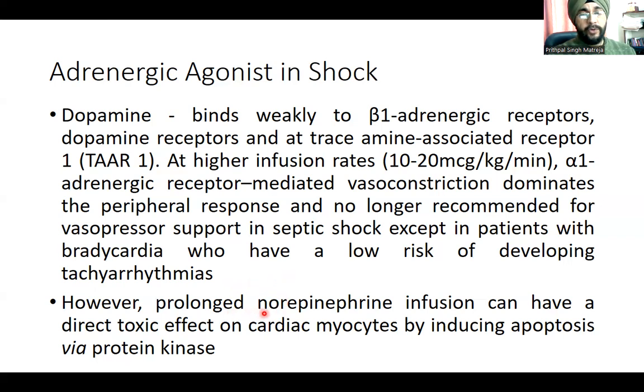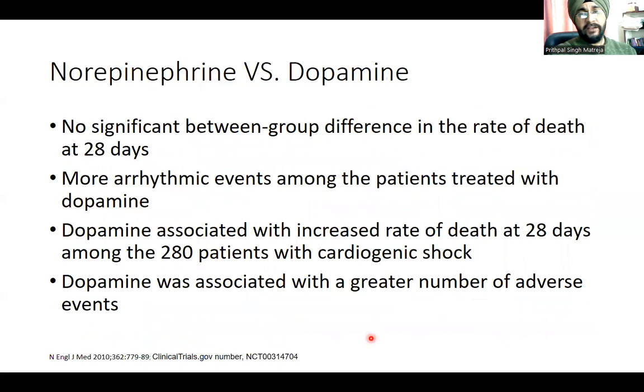However, another particular point is that whenever we are going for infusion of norepinephrine, this norepinephrine could have a direct toxic effect on cardiac myocytes, because it tends to induce apoptosis via protein kinases that it tends to activate. Now, there was a study published in the New England Journal of Medicine in the year 2010, where they tried to compare the conventional doses of norepinephrine versus dopamine in patients with shock. And what they found was that both these drugs were quite effective for the treatment of shock, to elevate the mean arterial pressure.